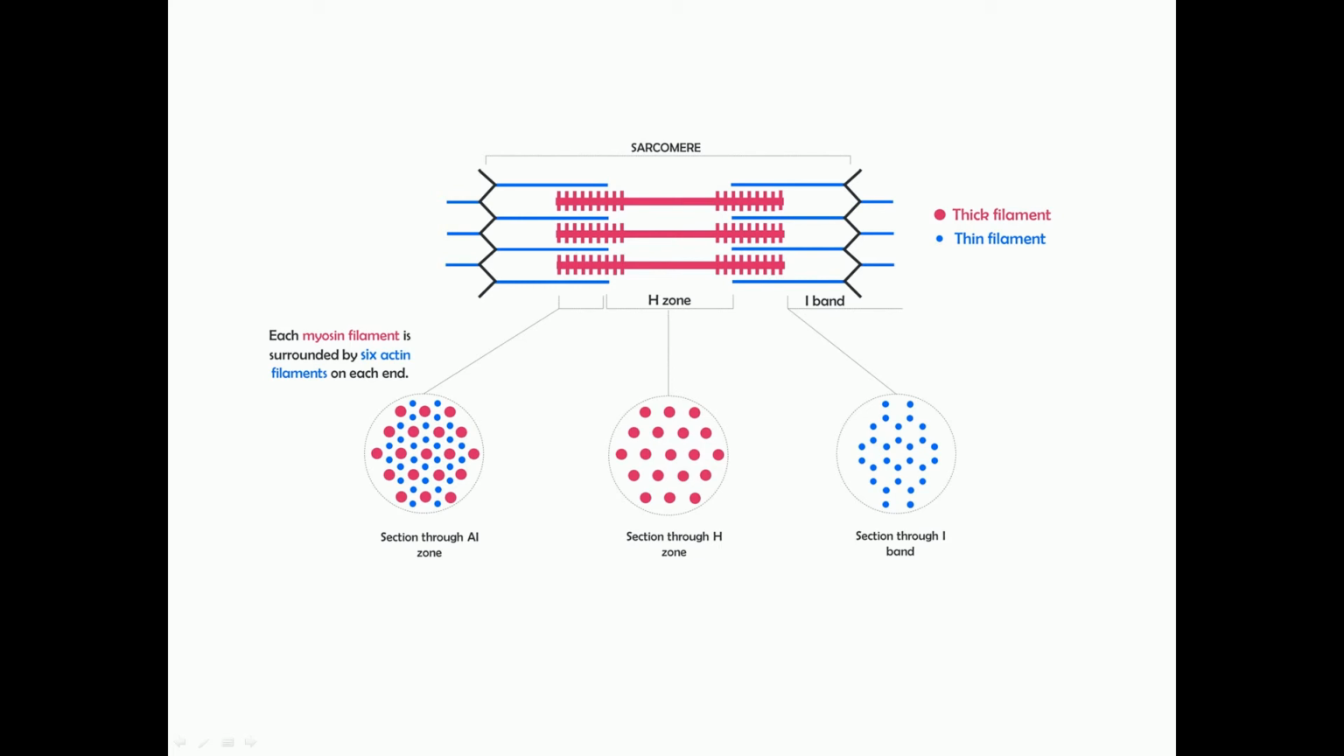Now how does muscle contraction occur? Muscle contraction occurs by overlapping of the actin and myosin filaments. All these come close together and it results in contraction of the muscles.